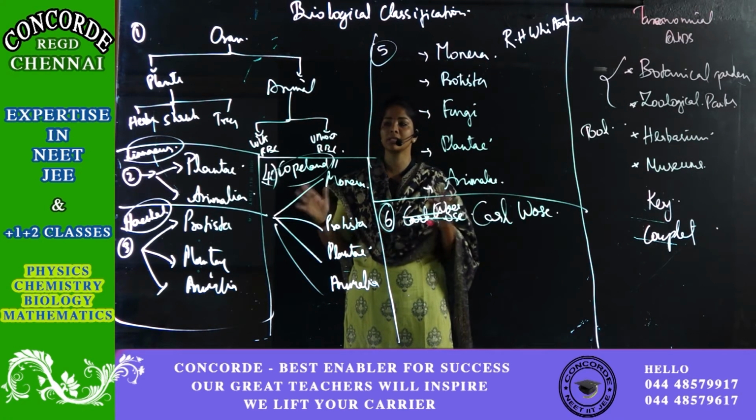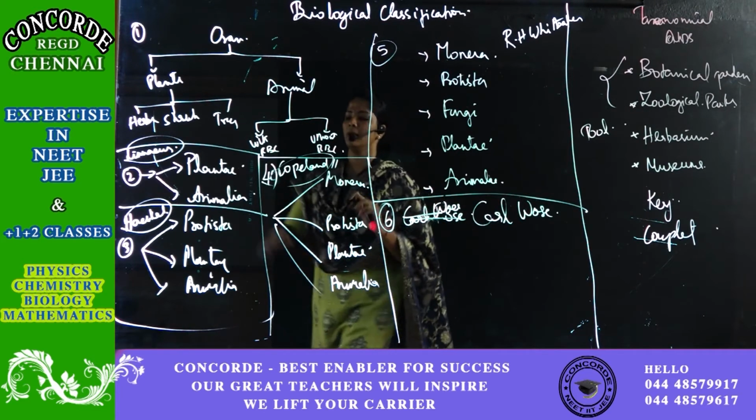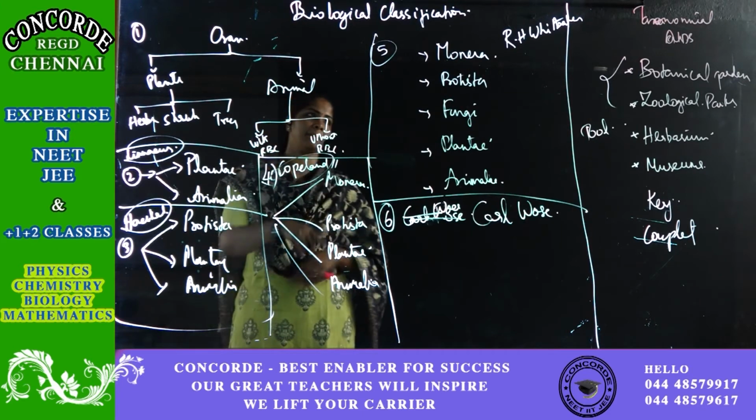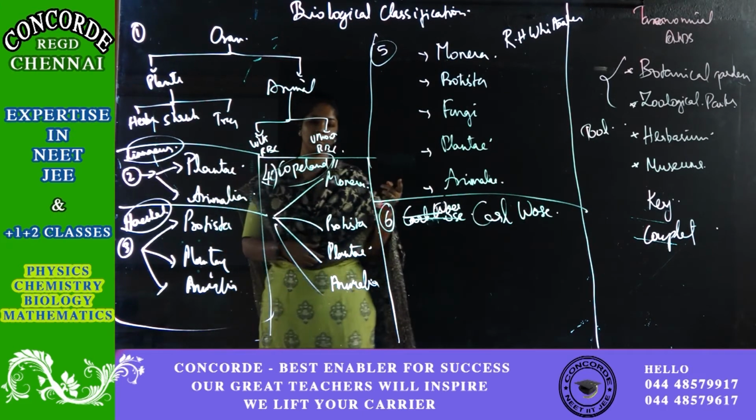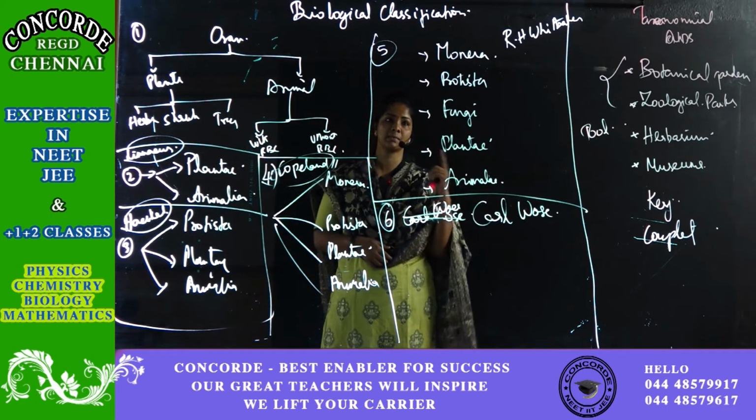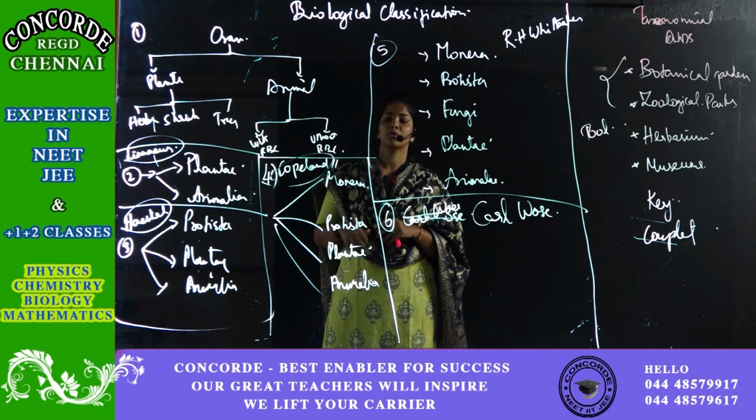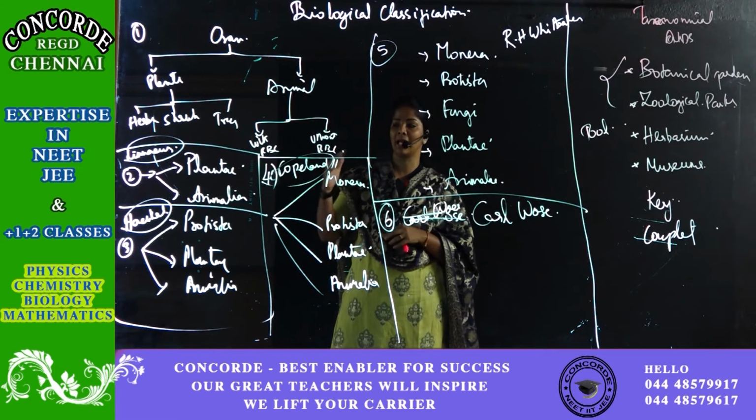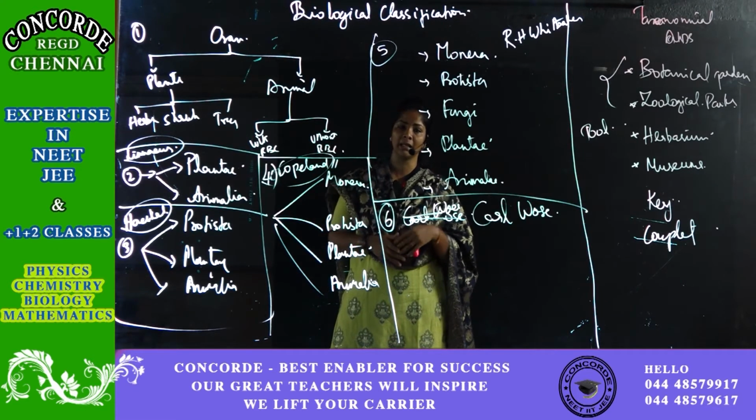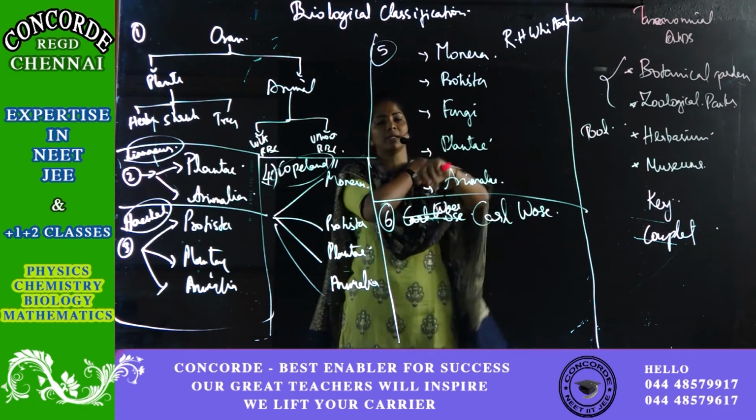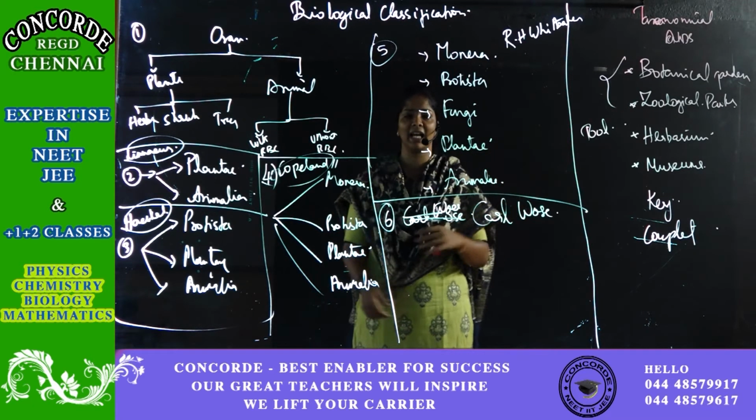Let me repeat: in two kingdom, Plantae and Animalia; in three, Protista came in; in four, Monera came in; in five, fungi came in, which is most widely accepted; in six, Monera was split into Eubacteria and Archaebacteria. We'll be seeing the characteristics of each group in detail, with reference to the five kingdom system only, because this is the most widely accepted classification.